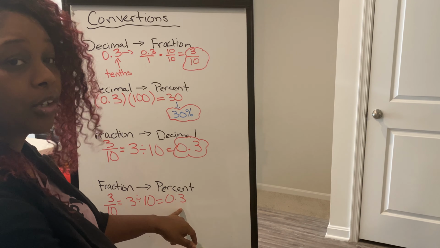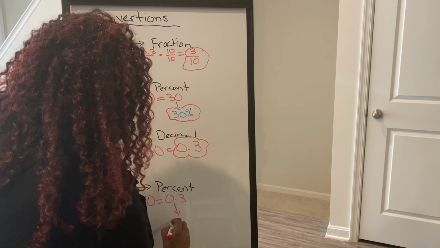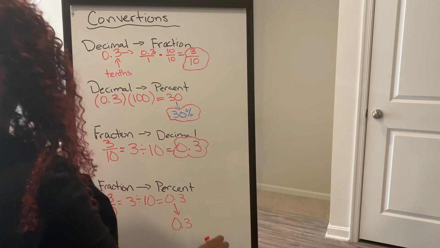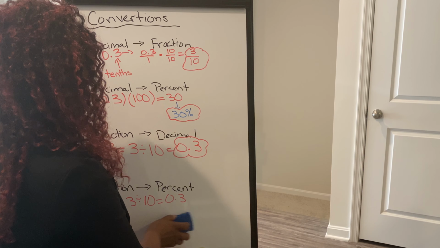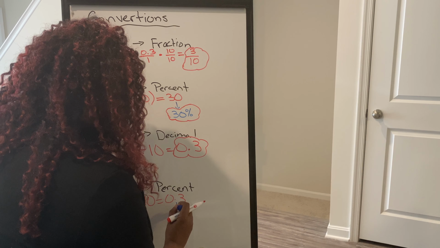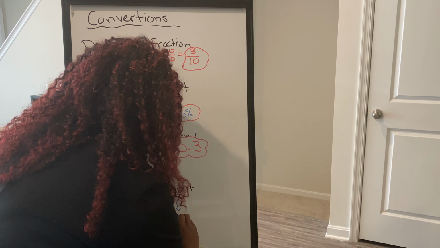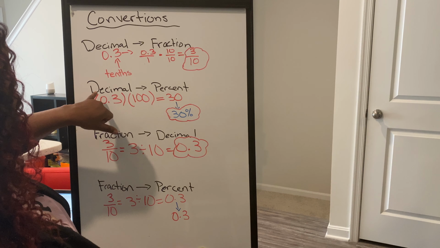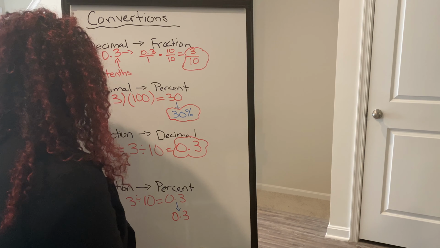But I can't stop here. Then I need to take this number here. You know what? I'm going to make that a little shorter so we can see that a little better. I'm going to take this number, which is my decimal, and I'm going to multiply it. Because remember, to go from a decimal to a percent, I have to multiply it times 100.